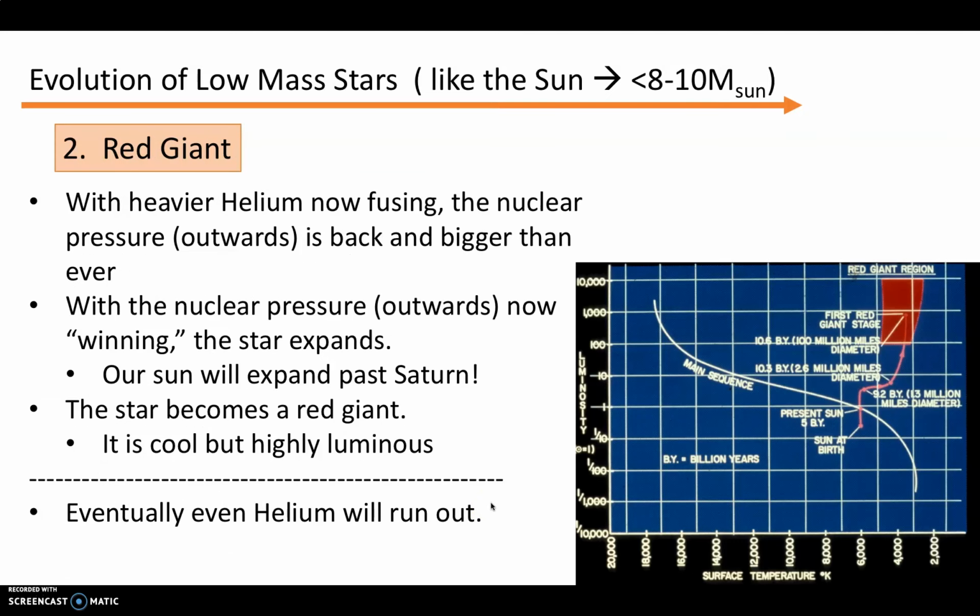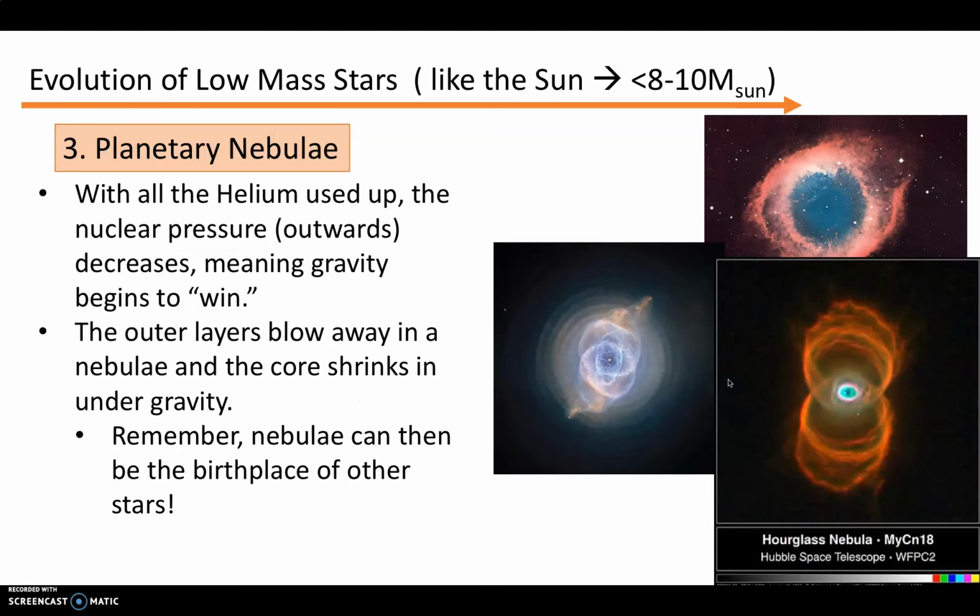And as this happens, the star actually expands. Weird, right? And this causes it to become a red giant. And that's because the nuclear pressure has increased because there's now helium fusion happening within the core. And so this star is expanding. Our sun might expand all the way past Saturn. We're not entirely sure, but it's definitely going to be bad news for us here on Earth. And so the star becomes a red giant. It leaves the main sequence and goes up into the red giant region of the HR diagram. But the thing is, eventually the core runs out of helium. And when that happens, the star becomes a planetary nebula.